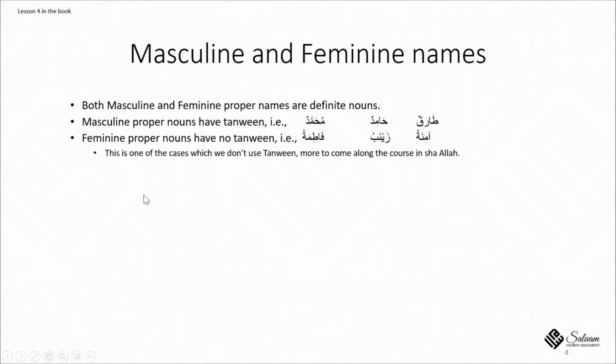So this is the note here. This is only one of the cases in which we don't use tanween. This is one case, the feminine name. This rule is called mamnu' min as-sarf, which means forbidden from tanween. We have multiple cases where some words don't take tanween, but this is one case. This is what we need to know now. There are more cases, I think, in the second book, and probably in this book as well. We're going to come across another case where we don't use tanween. But this is one case. If it's a feminine name, then we don't use tanween.